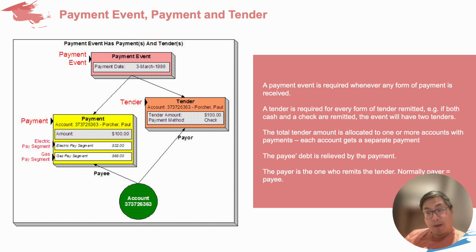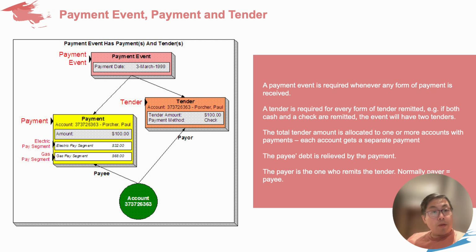Okay, so this is the basic concept of how things are linked together, and what objects are involved in this process. On the right-hand side, let's have a quick go through. A payment event is required whenever any form of payment is received. A tender is required for every form of tender remitted. For example, if both cash and check are remitted, the event would have two tenders. The total tender amount is allocated to one or more accounts with payment. Each account gets a separate payment.